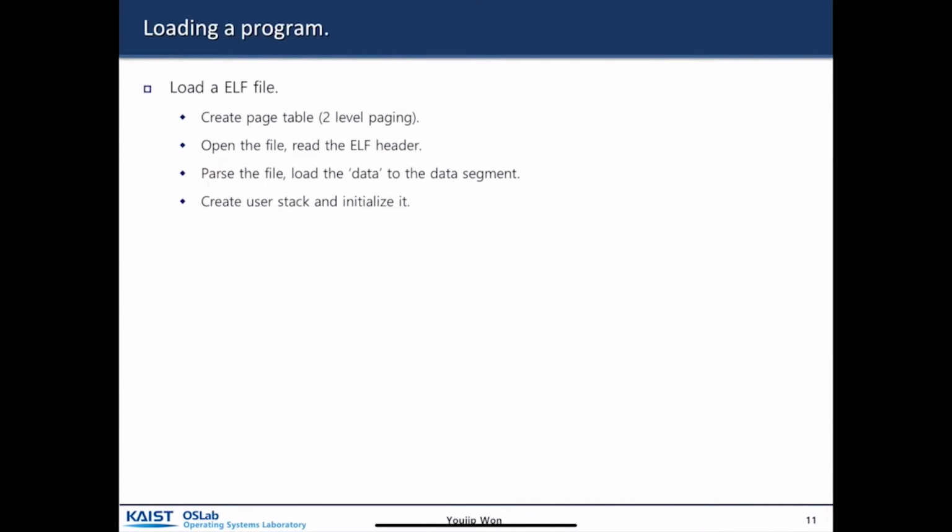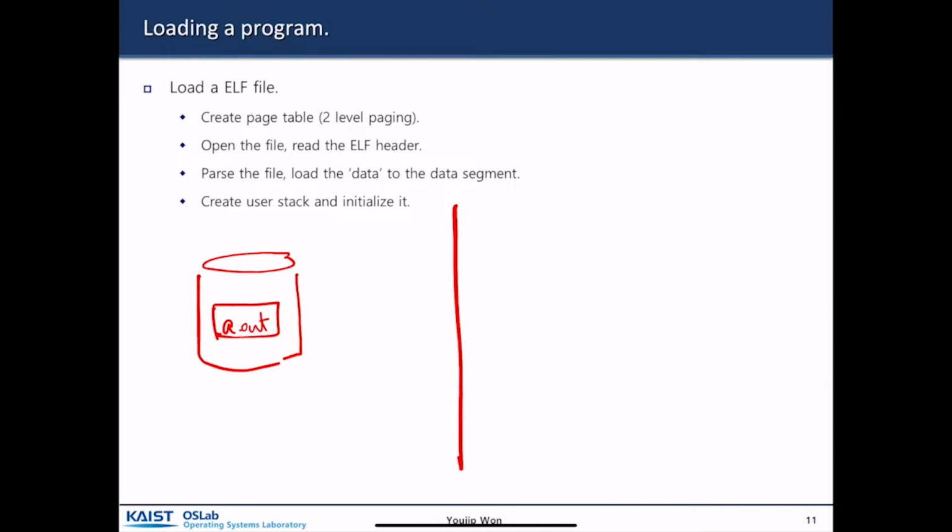Let me explain how the load function works. Let's say there is an elf file here. This is a.out. And there's this memory. If load is called, then the kernel creates the page table for our given thread. This is the page table. And then it opens the file. This is a file. So it opens the file and reads the elf header.